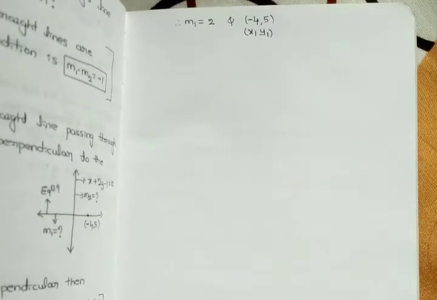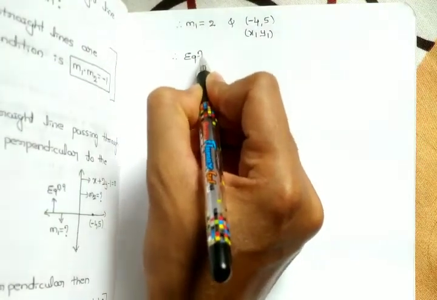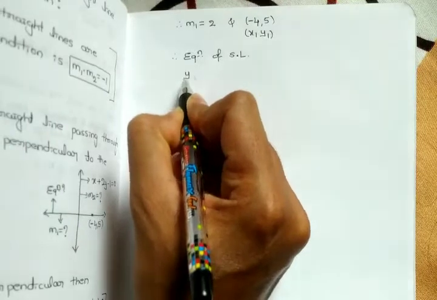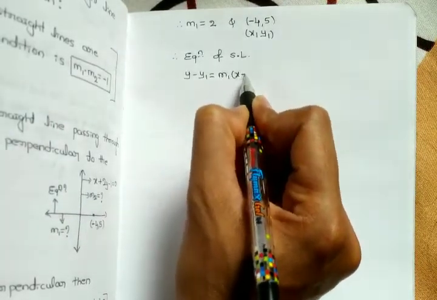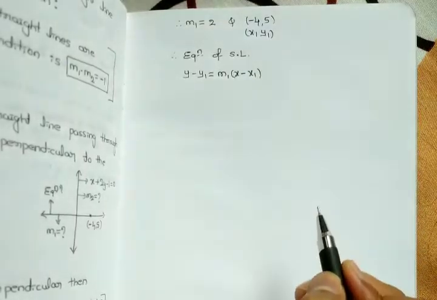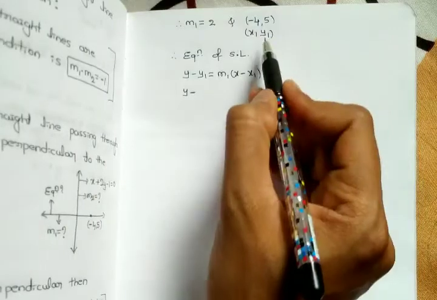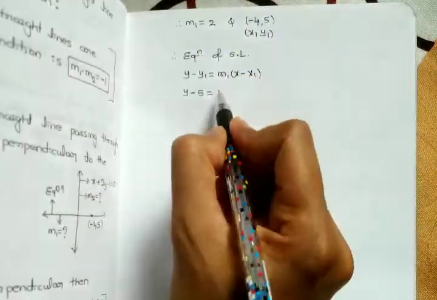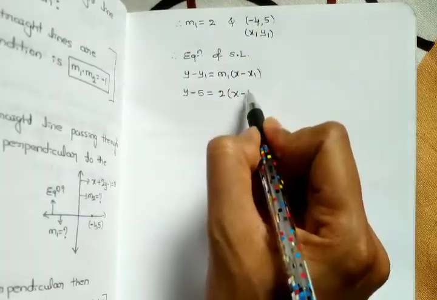Okay, therefore equation of straight line: y minus y1 is equal to m1 into bracket x minus x1. So now substitute the values. Y minus y1, how much is it here? y minus 5 is equal to m1, which is 2, into bracket x minus x1, which is -4.